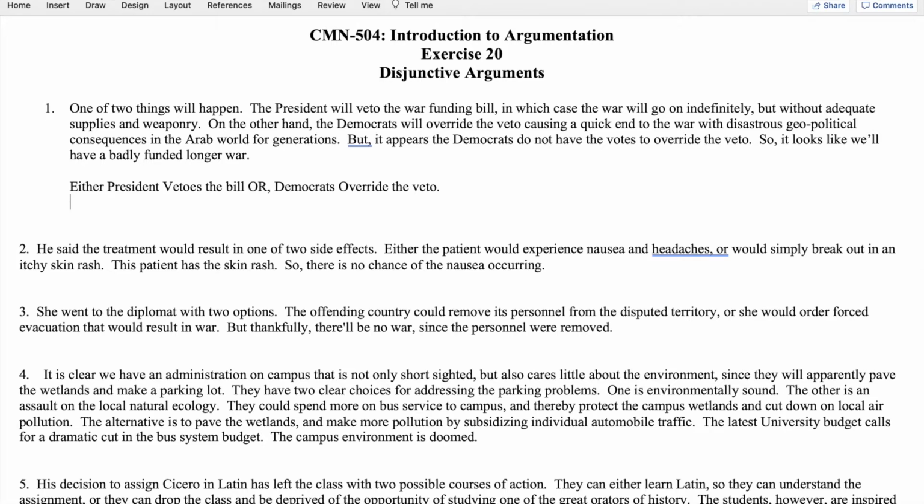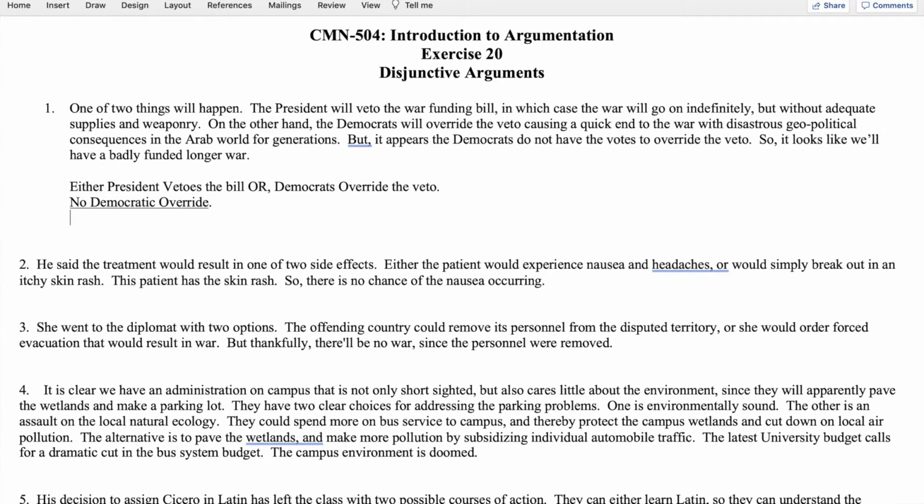Or we would say no Democratic override. And that allows us to conclude with certainty that the president's veto will stand, and we'll get a badly funded, longer war as a result. And we can conclude that with certainty because this is a valid disjunctive argument. We know it's valid because we have a second premise here that refers to one of the disjuncts. It's the second disjunct, and indeed it denies that disjunct. So the disjunct is the Democrats override the veto, and the second premise is there is no Democratic override.